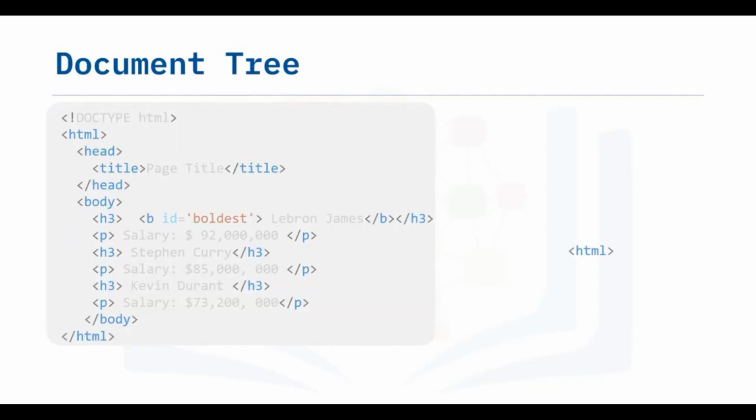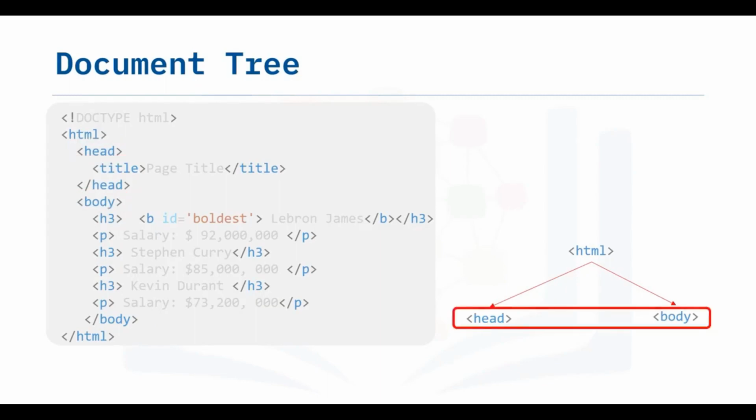We can represent this as a family tree. Each nested tag is a level in the tree. The HTML tag contains the head and body tag. The head and the body tag are the descendants of the HTML tag. In particular, they are the children of the HTML tag. HTML tag is their parent. The head and body tag are siblings as they are on the same level.